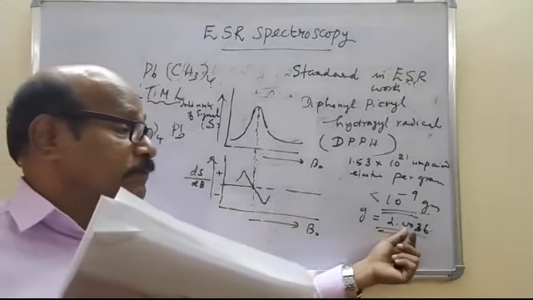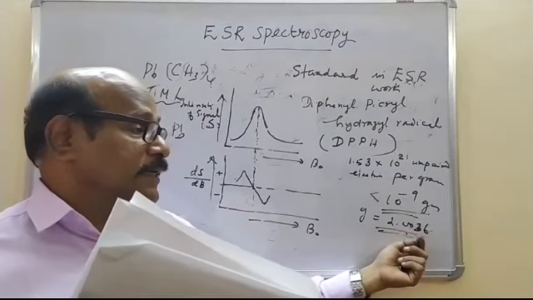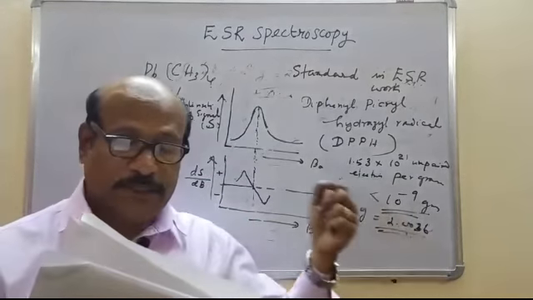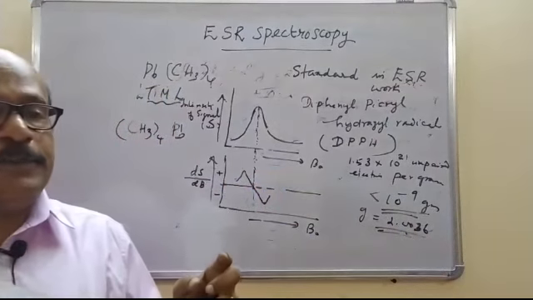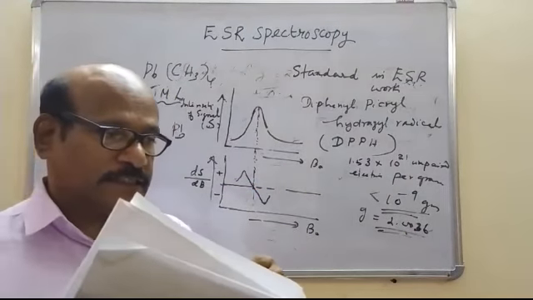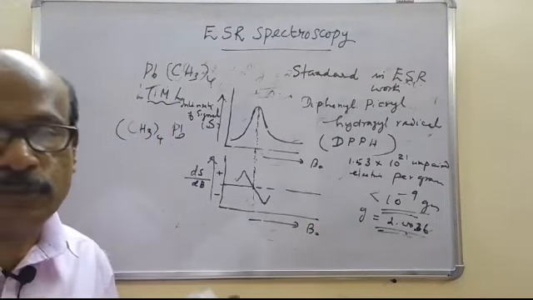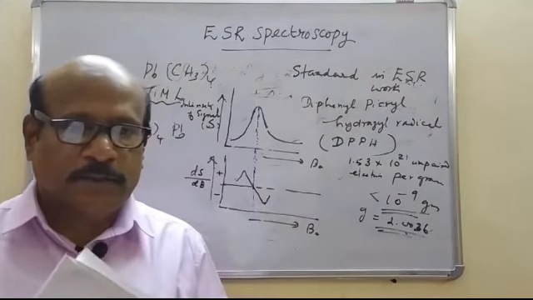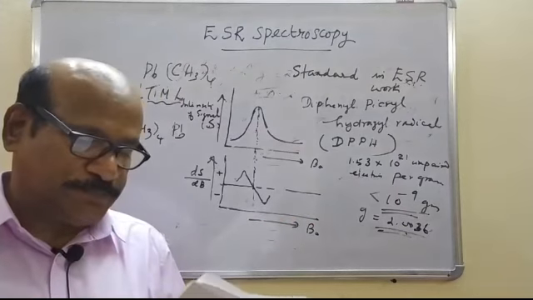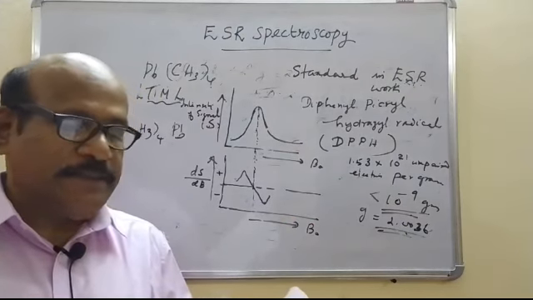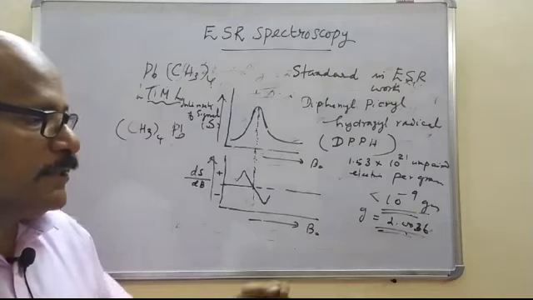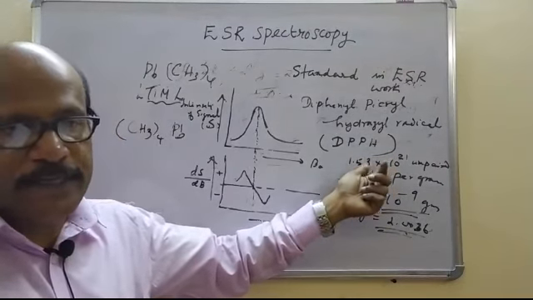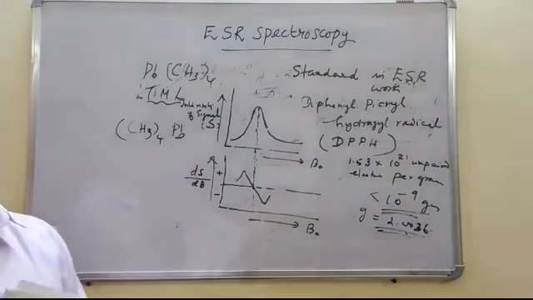Since most organic free radicals have a G value close to 2.0036, DPPH cannot be used for measurements along with the sample, because there is overlapping. To avoid overlapping lines, its spectrum is recorded separately. The spectrum of the standard is taken separately from the spectrum of the unknown sample.